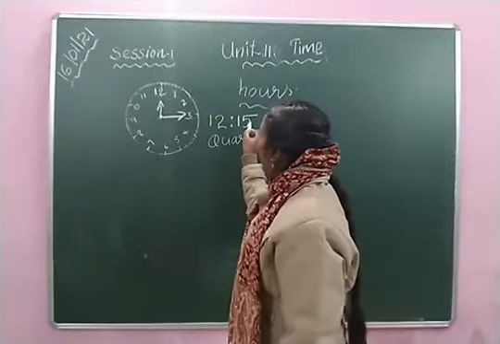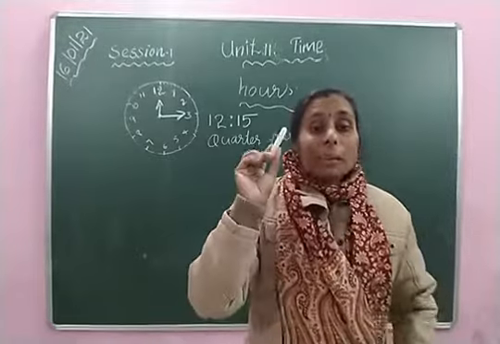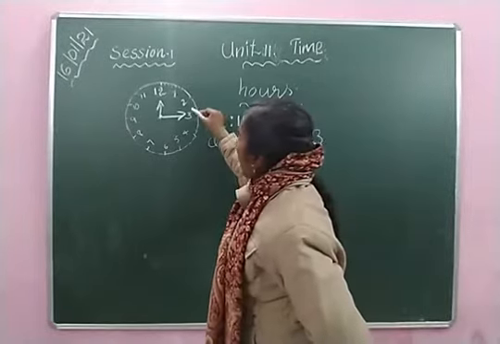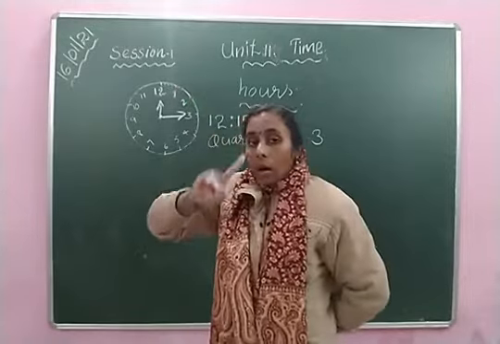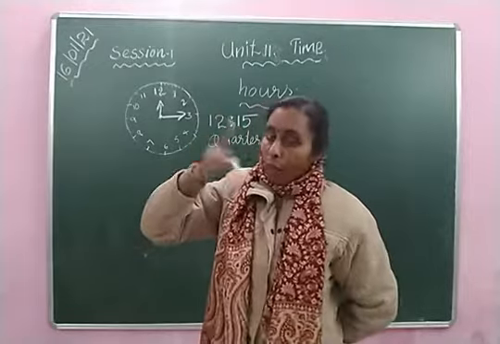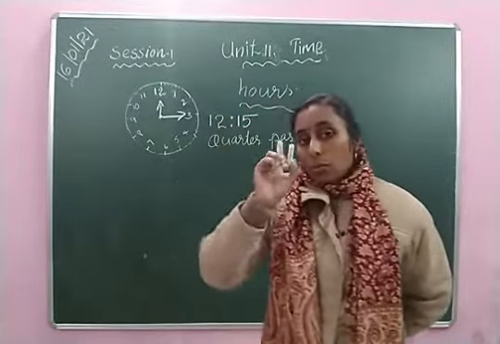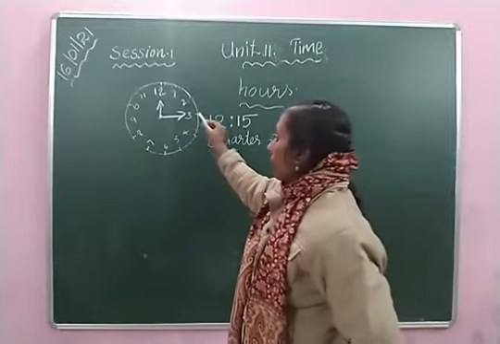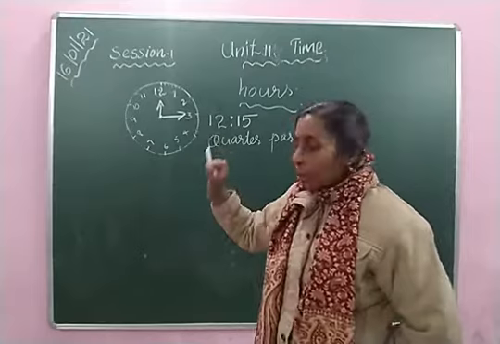How did you get this 15? To find the minutes, we have to multiply the number by 5. Suppose the long hand is at number 1, we multiply 1 by 5, which is 5. If it is at number 2, 2 fives are 10. 3 fives are 15. 4 fives are 20.